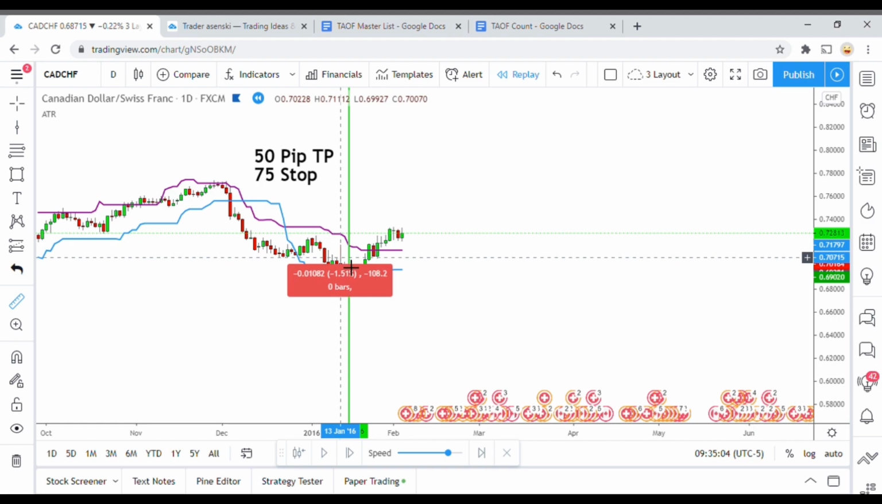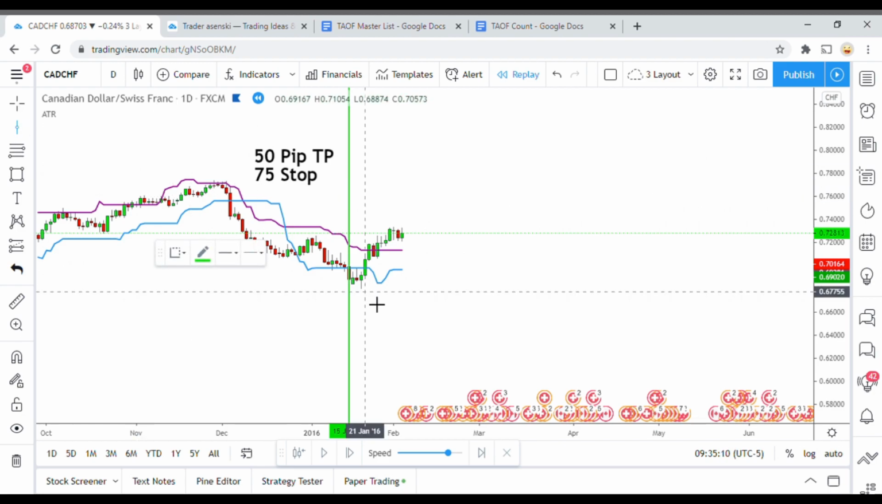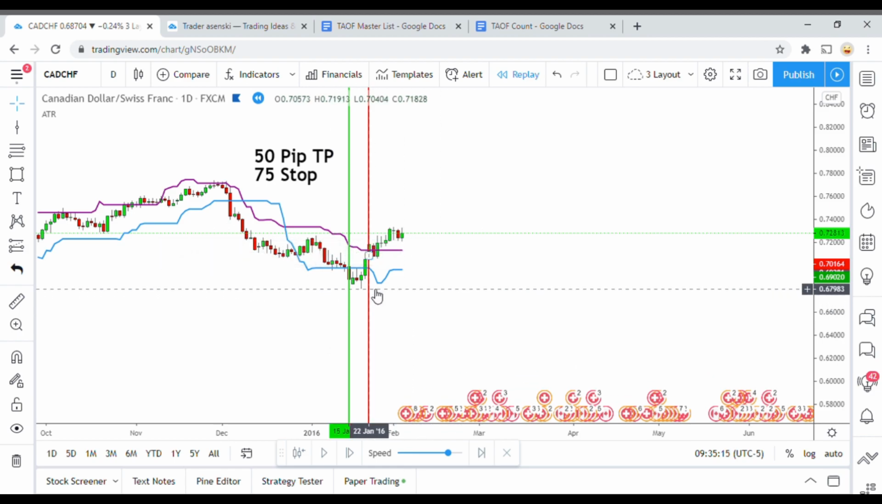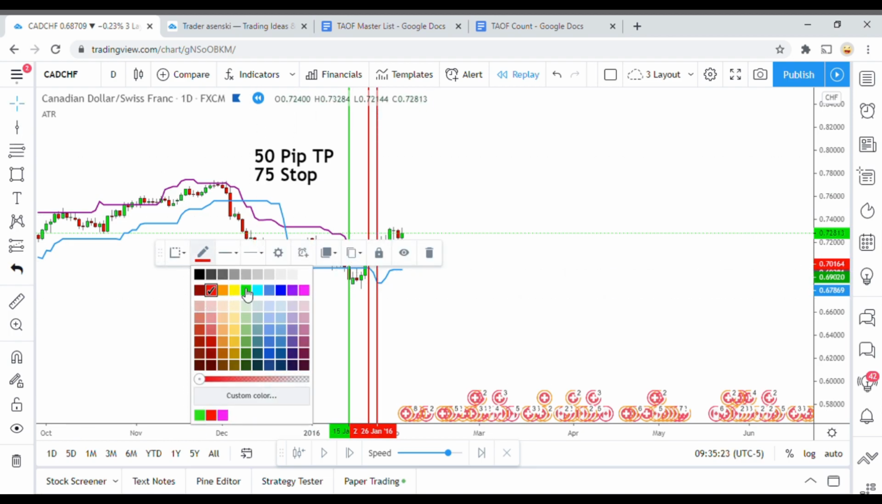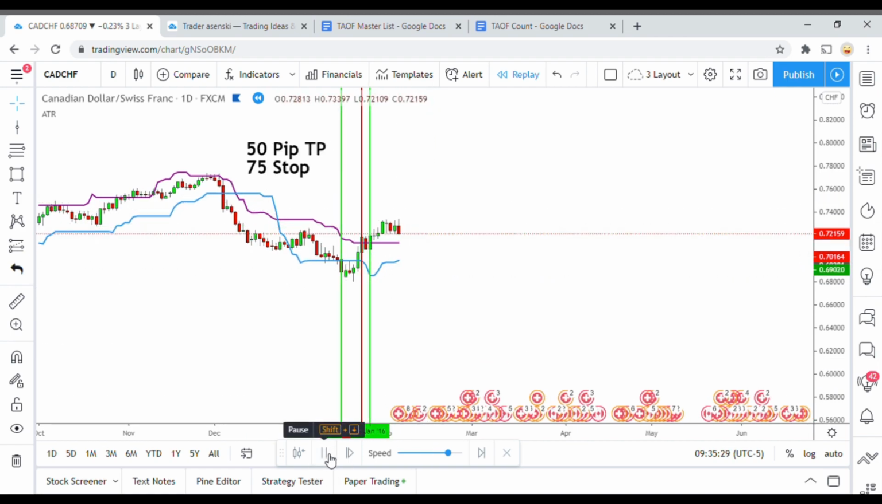Let's double check. Might have gotten stopped out actually. Yep. Unfortunately, we got stopped out on this one. Drop down below and then spike back up one more time right here, which would be another valid entry. That one definitely got us to take profit.